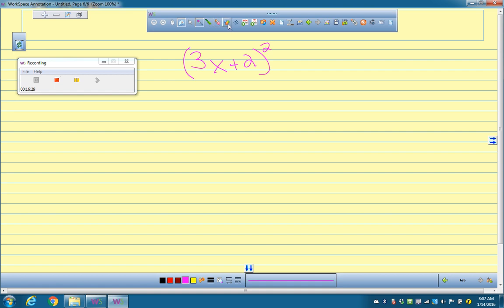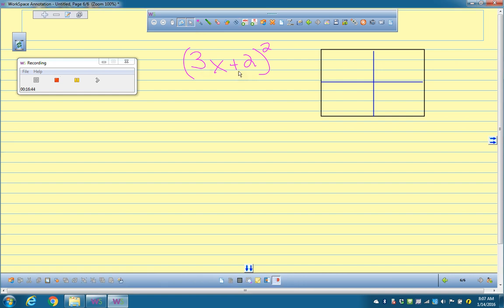What does 3x plus 2 squared mean? What am I multiplying by itself twice? 3x plus 2 twice. So I'll do this one, then I'll let you guys try one. So you have 3x plus 2, and you have 3x plus 2, right?